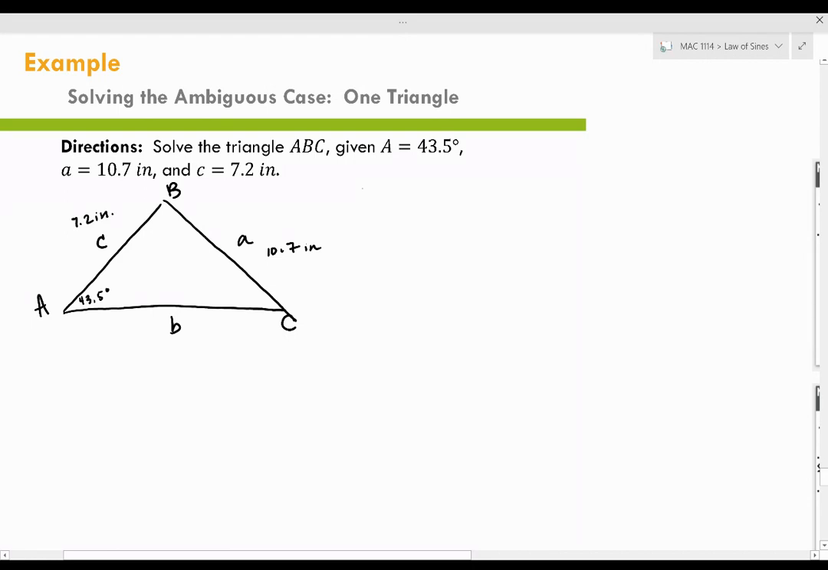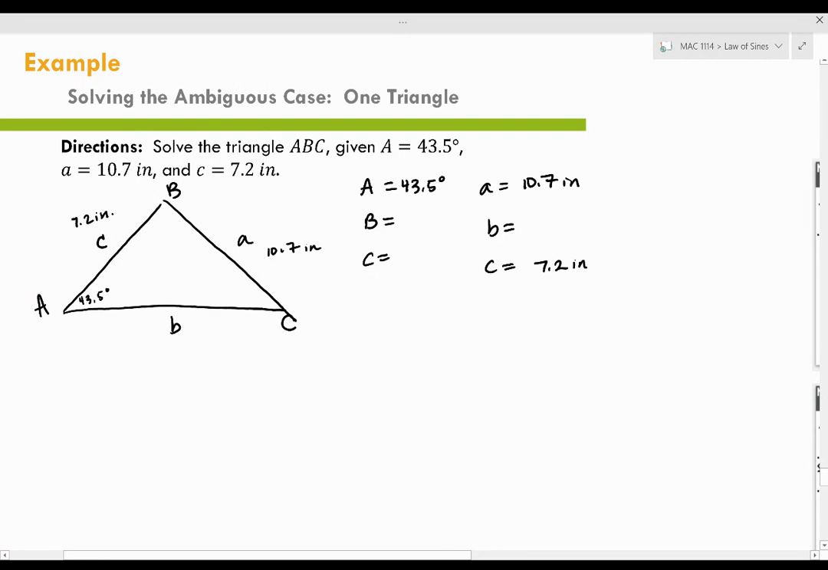I'm going to go ahead and make my table because that helps me stay on track on what I already have and what I need to find. So 43.5, 10.7, and 7.2.